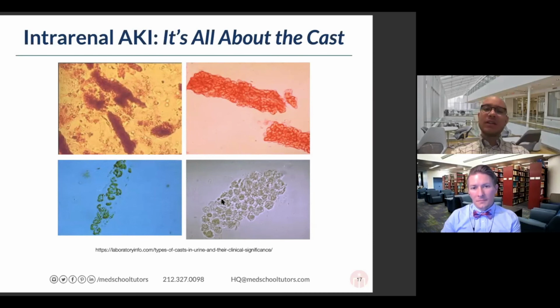So we'll start in the top left. These are muddy brown casts. And this is where I'm going to ask all of you to chime in. In what disease state would you see muddy brown casts? And folks are just on top of this.